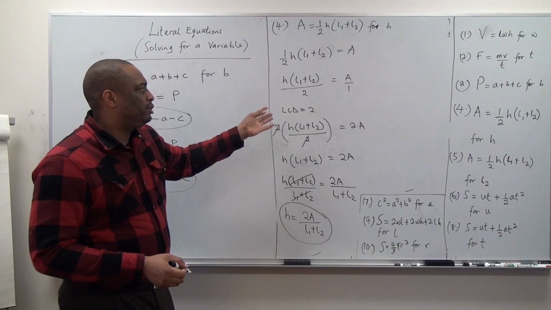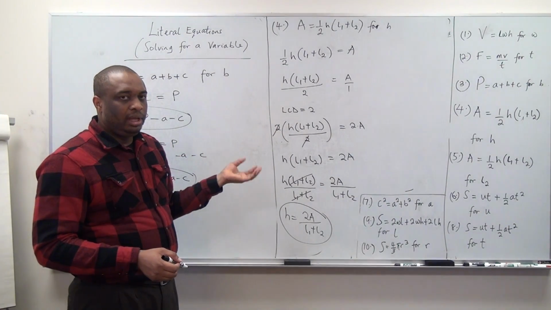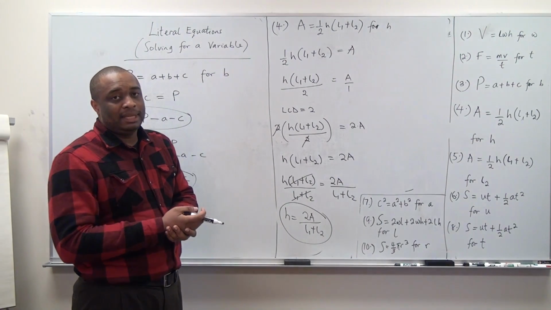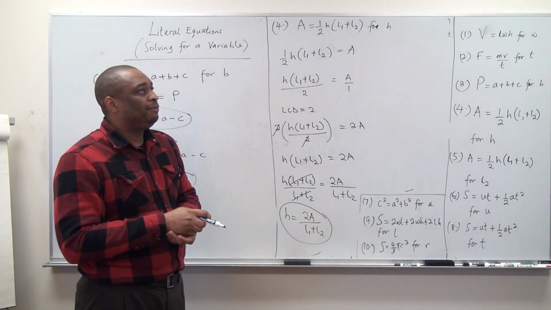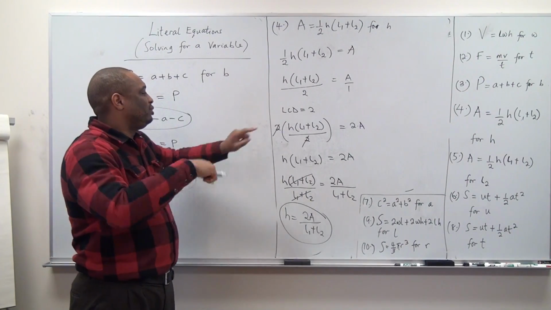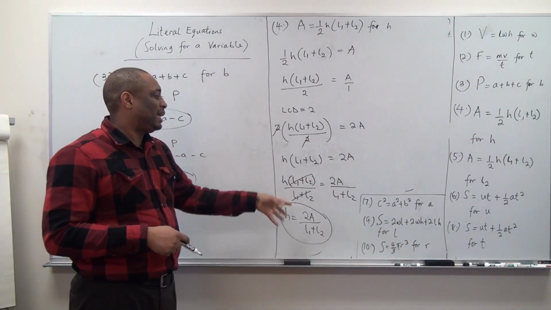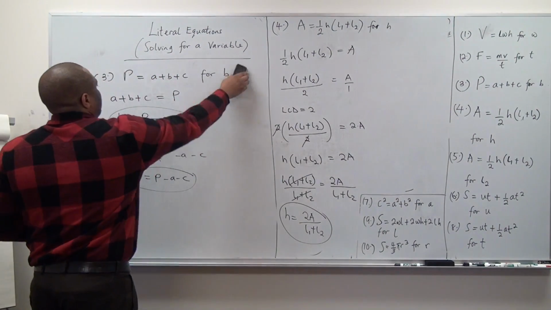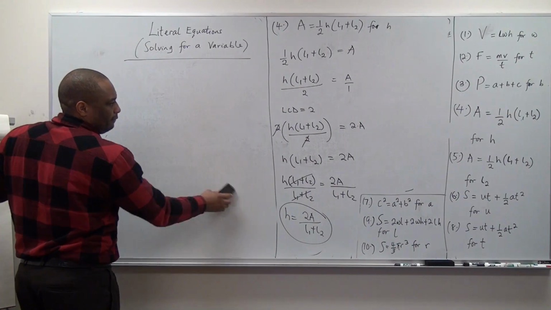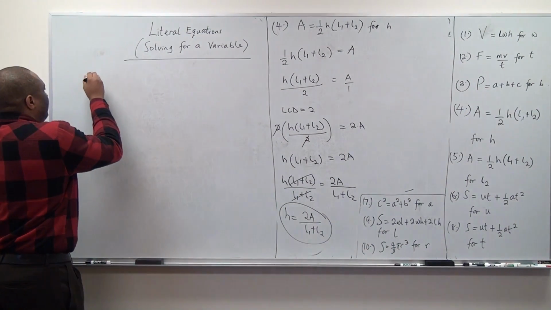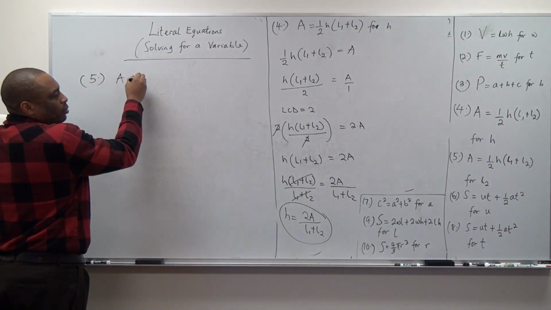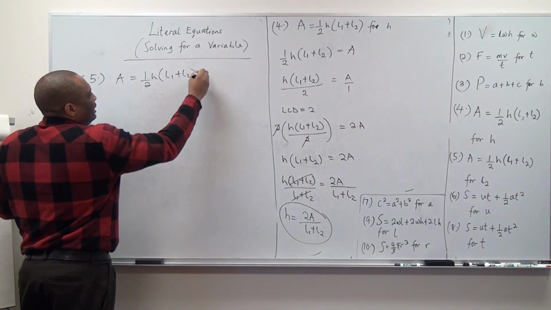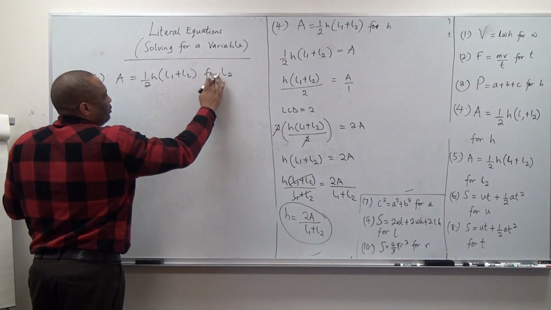You can use another method to do this if you want to. And what is that method called? You can flip it. If you flip it, you will still get the same answer. I bet you. You will still get the same answer, like if you take the reciprocal. But you will need to also use the correct steps in order to get it. So you can try it. The next one, example 5. A is equal to half h, L1 plus L2, but in this case you want to solve it for L2.